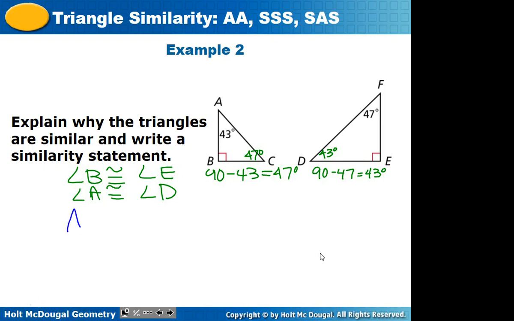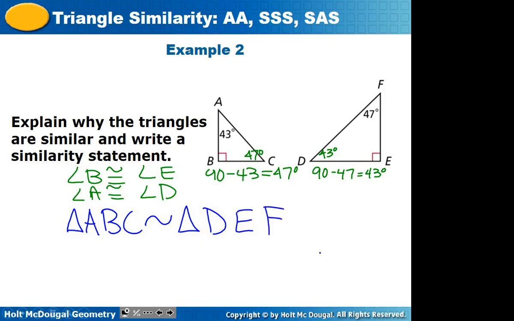So again, we're going to say triangle ABC is similar to triangle... And again, if we start with A, it's 43. So over here on the right, if we look for the 43-degree angle, it's D. And B was our right angle, so on the right, it's E. And then we have 47 for C, and so that would be F over here. And these triangles are similar, again, by the angle-angle postulate.